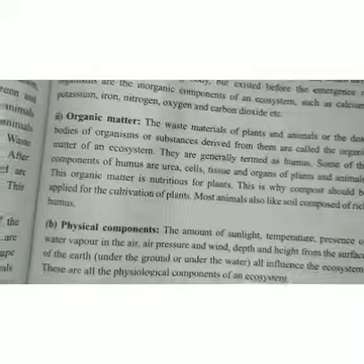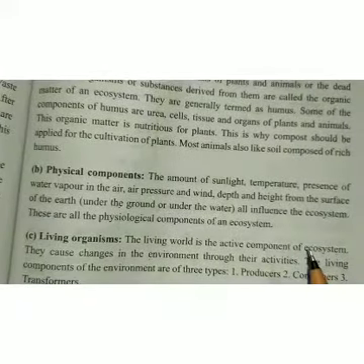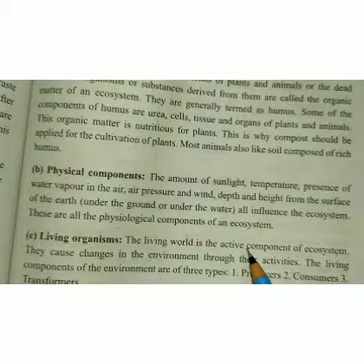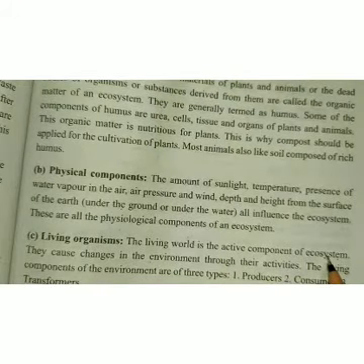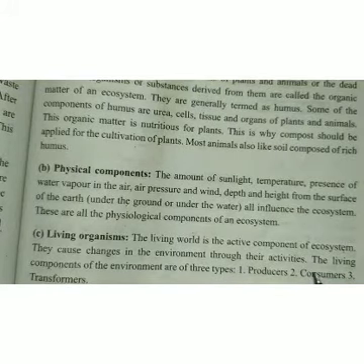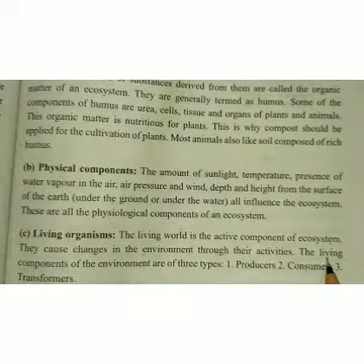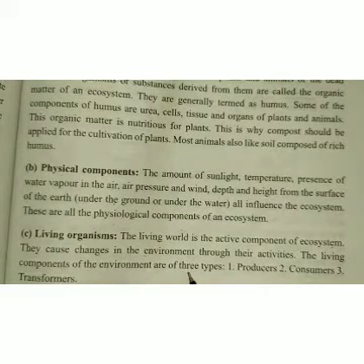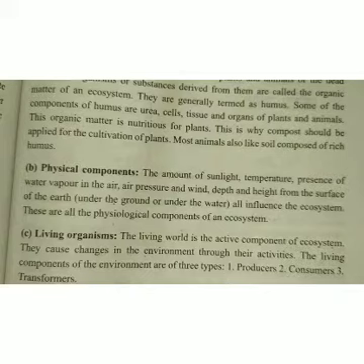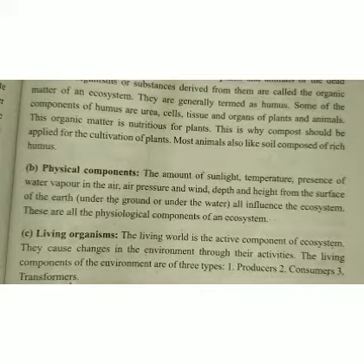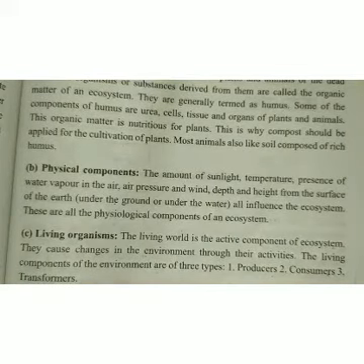Then the living organisms. The living world is the active component of the ecosystem. They cause change in the environment through their activities. The living components of the environment are of three types: 1. Producer, 2. Consumer, and 3. Transformer or decomposer. First, producer.